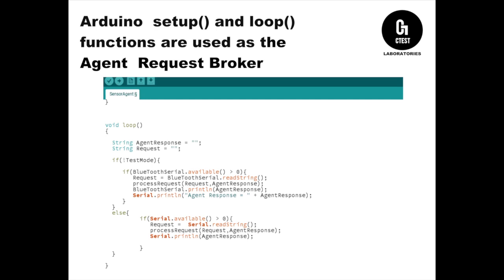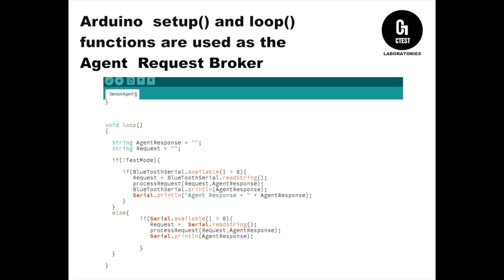Okay, and so here's an example of that loop function, right? Here's the request broker, and you notice here in the loop, we're not doing anything outside of reading what's coming over the serial port or the Bluetooth port in this case, and then sending that request to the agent. If you see where it says process request, we're sending that request. The agent processes it and sends back the response in this variable named agent response, and then we transmit that agent response back to the Raspberry Pi. That's all that's going on here.